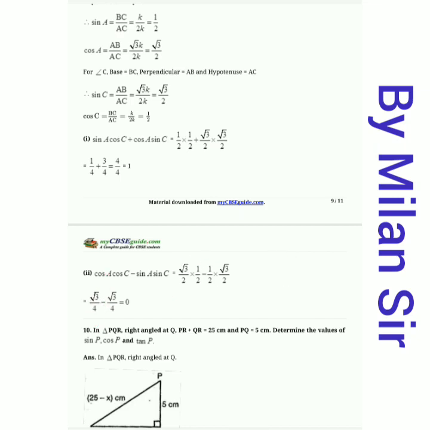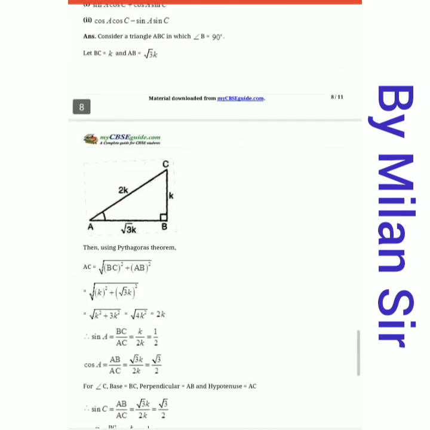Same thing in the second term. Root 3 into 1 is root 3, and denominator 2 times 2 is 4. So root 3 by 4. And the subtraction process is there. Root 3 by 4 minus root 3 by 4 is 0. Okay. One more way we have.